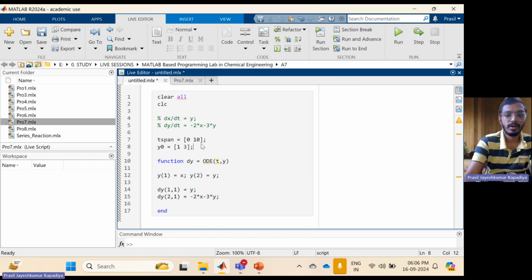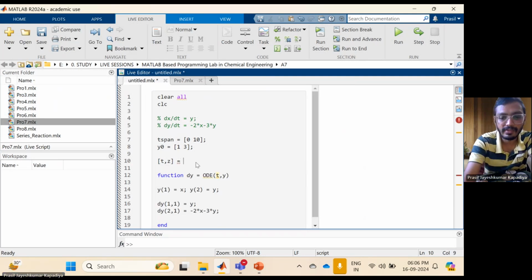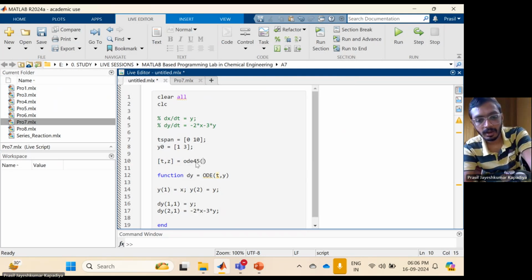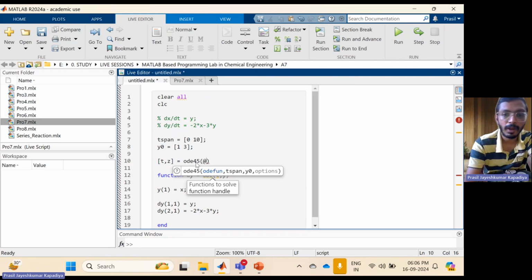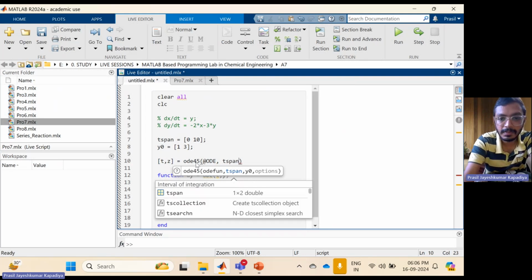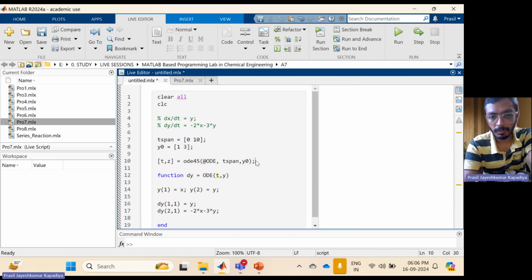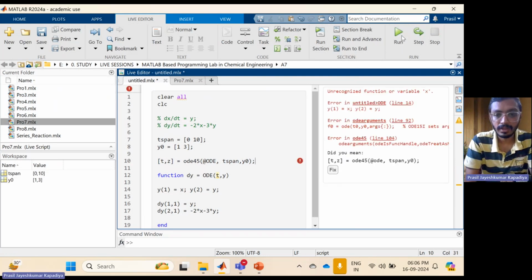Now we will use our ODE45 solver. I will call my function as t comma z. z will save all my values. So t comma z is equal to ODE45. Then in brackets, by using the at sign, I will call my function. Then I will provide the time span. Then I will provide my initial values. So this will give me t comma z. Let's run it and see.